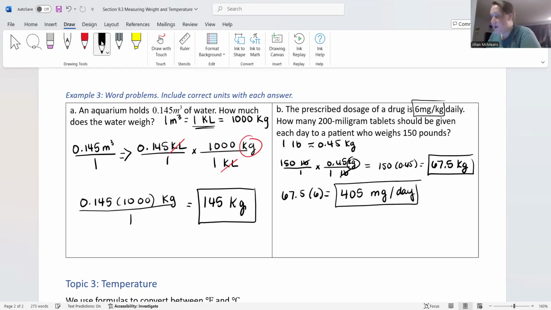Okay? So we had to start by finding their weight in kilograms, figure out then how much medication they need for the whole day, and now we have to figure out how many tablets this patient needs. So the tablets for this particular medication come 200 milligrams per tablet. So we want to take the total milligrams needed and divide it by the milligrams per tablet. We're going to end up getting just a teeny tiny shave over 2 tablets. So we need 405 milligrams. The tablets come 200 milligrams each. If we take 405 and divide it by 200, we get 2.025.